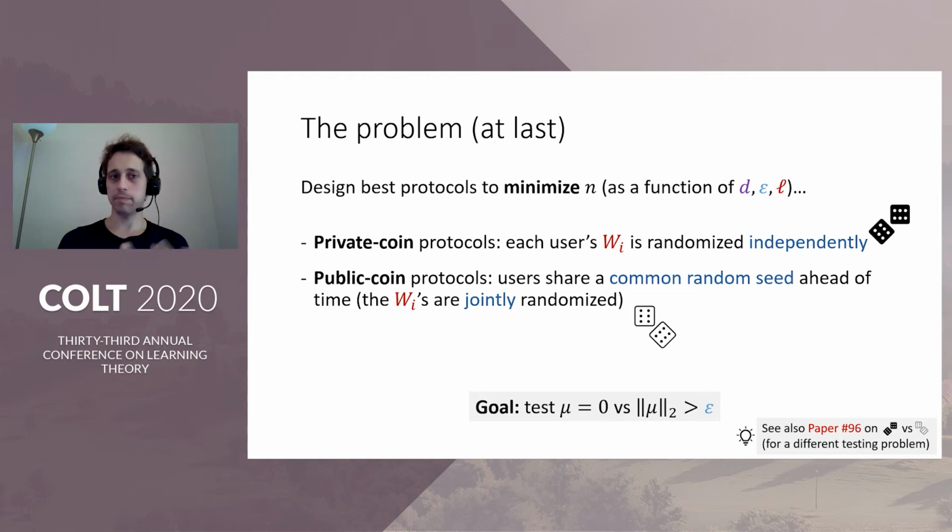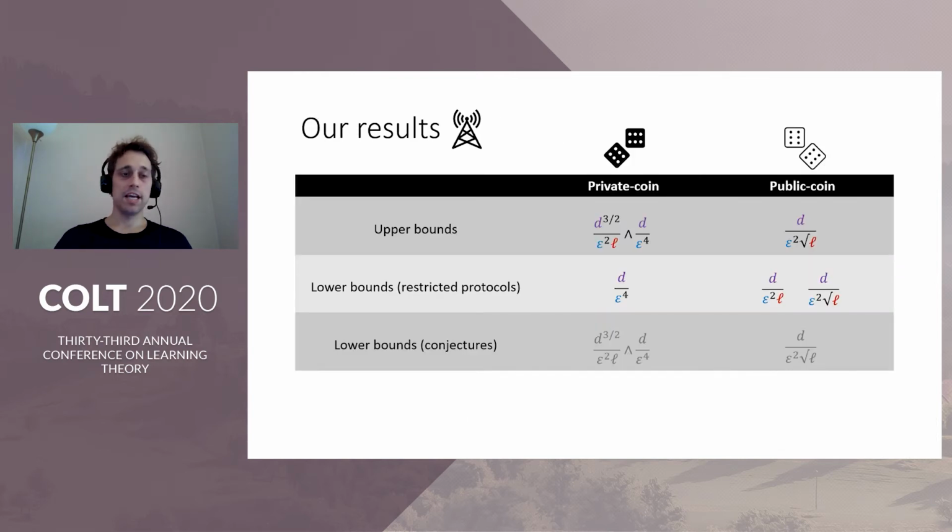And since I've spent one slide introducing that distinction, does having a common random seed actually help? So here are our results. We prove some upper bounds for private coin and public coin protocols, as well as some lower bounds. The lower bounds will hold for some restricted parameter regime or some restricted class of protocols, but we see them as strong evidence towards our conjectures, and the conjectures are that the true lower bounds match the upper bounds we show, meaning our algorithms are actually optimal.